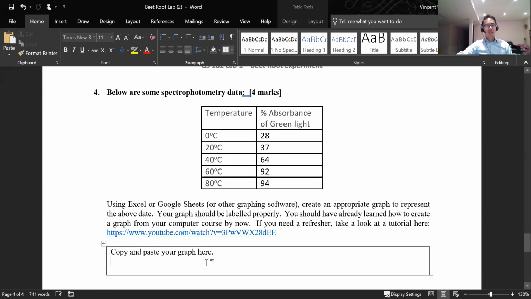The graph, most of it was well done. If you have your two axes labeled, make sure you put the absorbance on the Y and the temperature on the X, right? And then you get the line. You will get 4 marks. You will lose marks for not labeling the axes. You will lose marks for creating the wrong graph. Some people graphed two lines instead of absorbance versus temperature. You would lose marks for that as well.